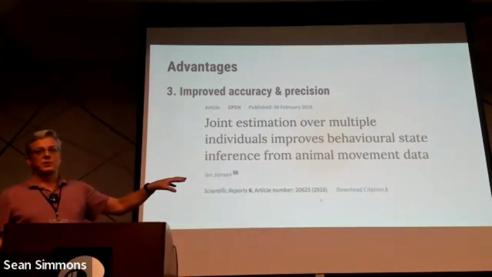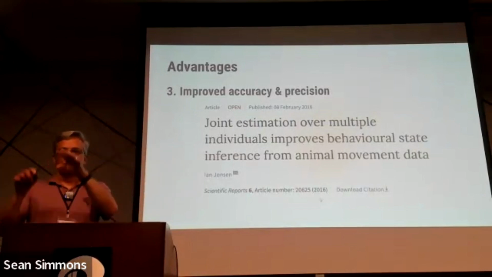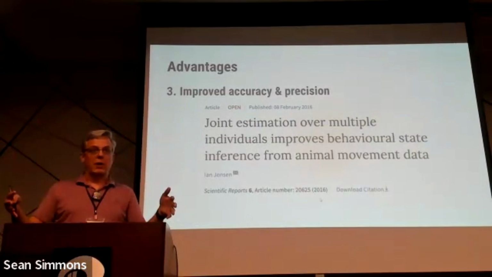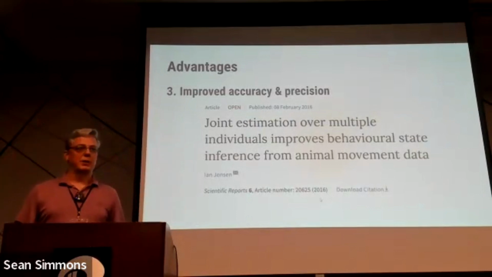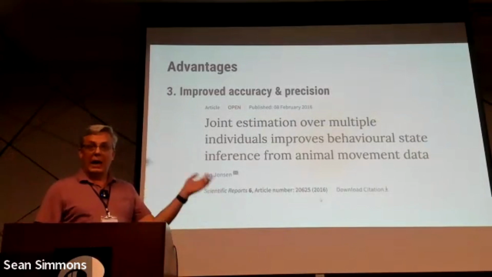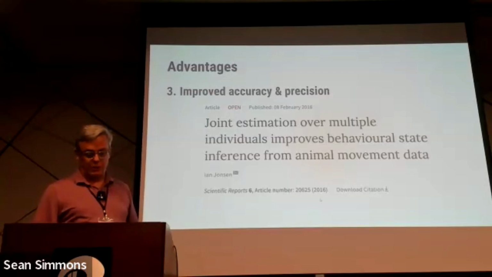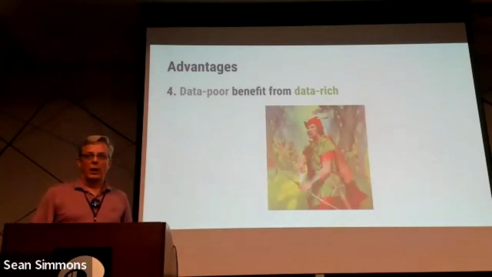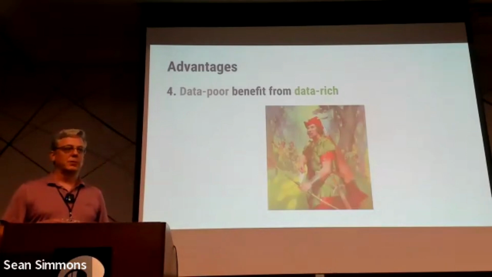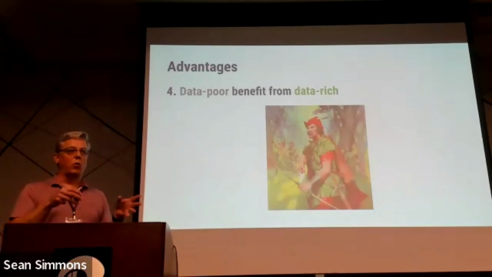If you do this for multiple individuals or multiple sites, multiple species together, in the same framework, you get much better accuracy and precision by doing so. This has been well demonstrated with simulation and in individual applications. The other one that's really important for a lot of us is what some people in the stock assessment literature refer to as the Robin Hood effect. That means the data poor will benefit from the data rich.